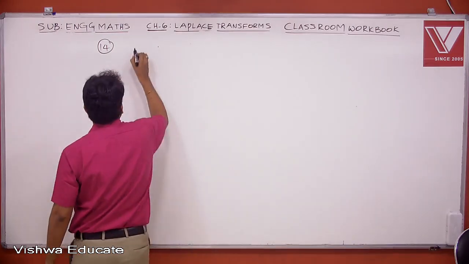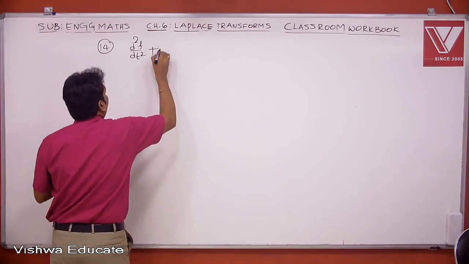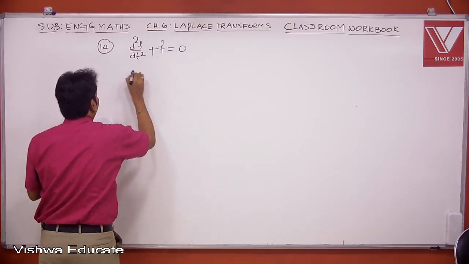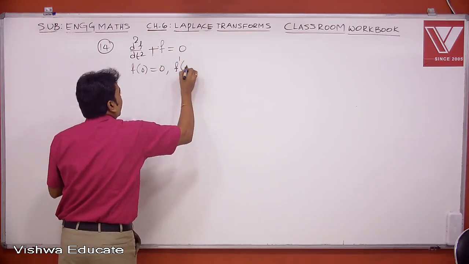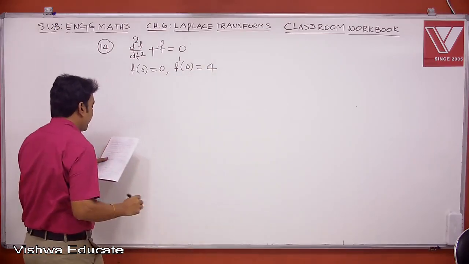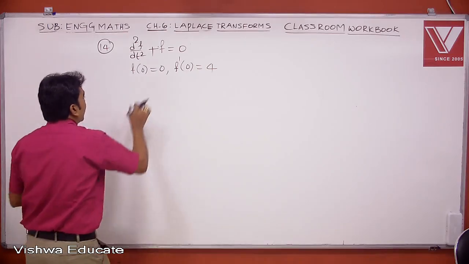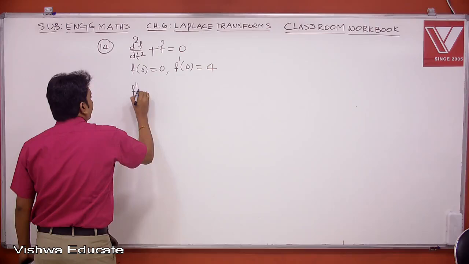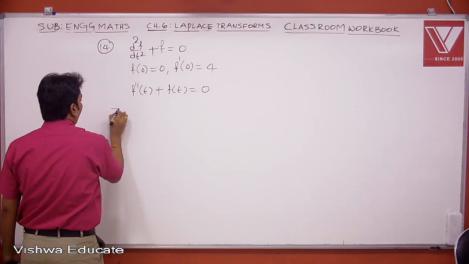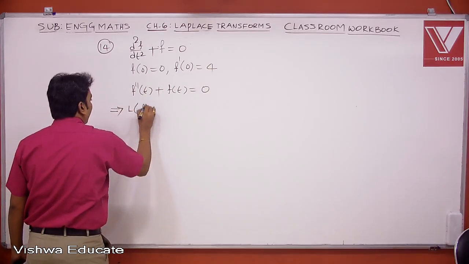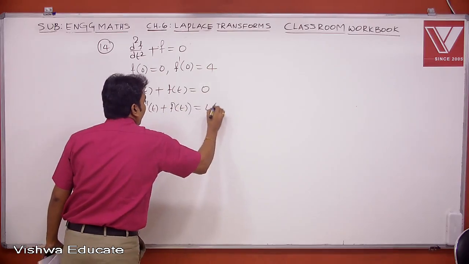So let me write the differential equation. This is d square f by dt square plus f equal to 0. The boundary conditions are like this. f of 0 equal to 0. Second boundary condition is f dash of 0 equal to 4. So they were asking Laplace of this function. Let us apply Laplace transform for this differential equation. This is f double dash t plus f of t equal to 0. So apply Laplace on both sides. Laplace of f double dash t plus f of t equal to Laplace of 0.